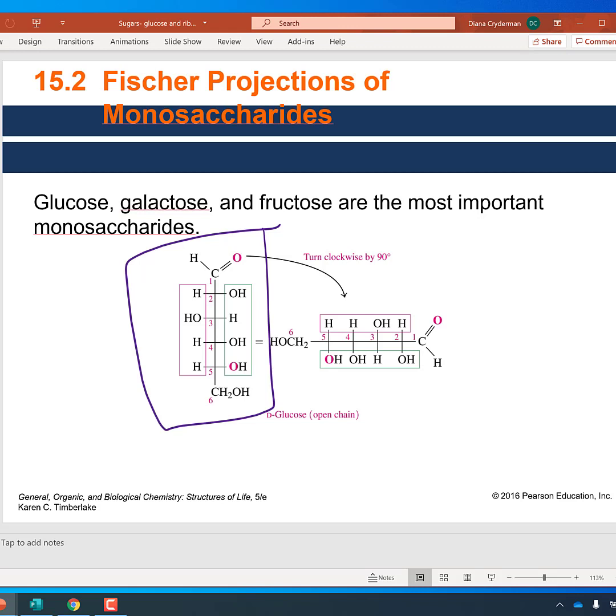And we are going to look at the furthest chiral carbon from that aldehyde. So that would be carbon number 5. Carbon number 6 is not chiral because it's got 2 hydrogens attached to it. So carbon number 5 is chiral, and its hydroxyl group is to the right. So this is D-glucose. So our Fisher projection of D-glucose is shown here, squared off in purple.